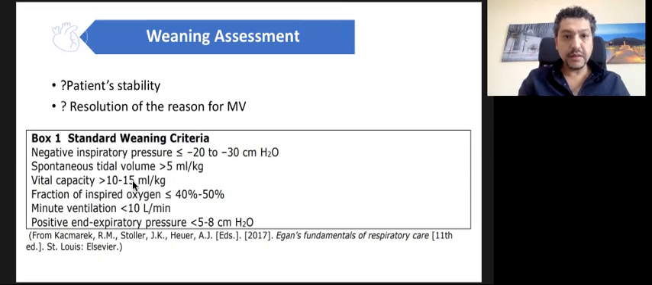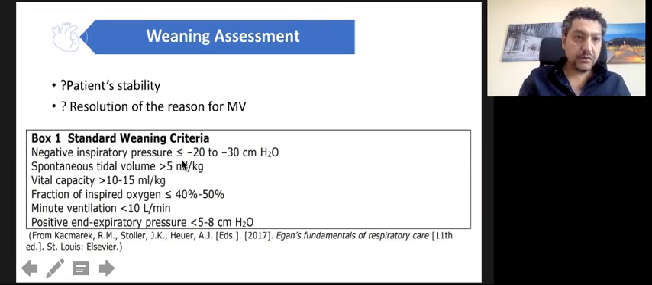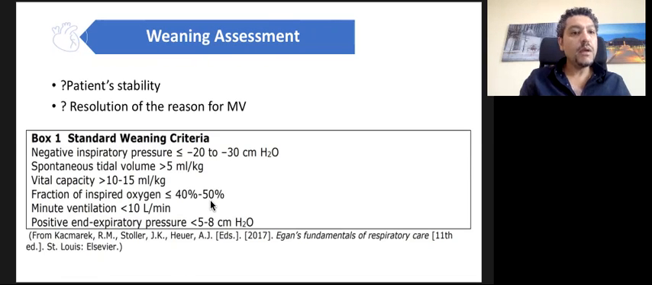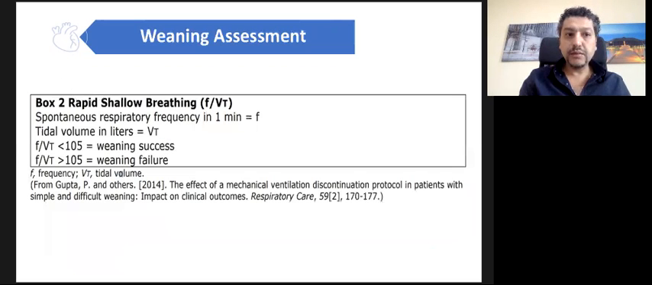For example, in this box number 1, you can see here that basically we will have 3 boxes. This is the first one. It describes the standard weaning criteria, like negative inspiratory pressure shall be less than -20 to -30 centimeter of water, spontaneous tidal volume more than 5 ml per kg, vital capacity is quite good enough. FiO2 should be less than 40 to 50%. The minute ventilation should be less than 10 liters per minute, and the PEEP should be less than 5 to 8 centimeter water.